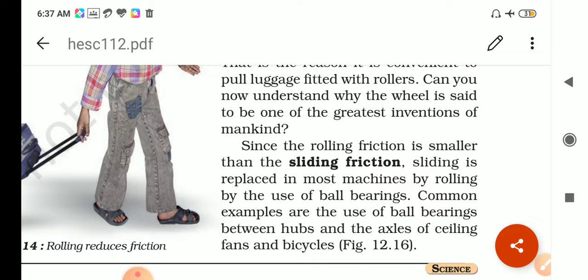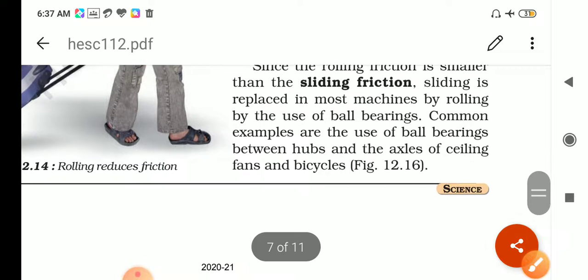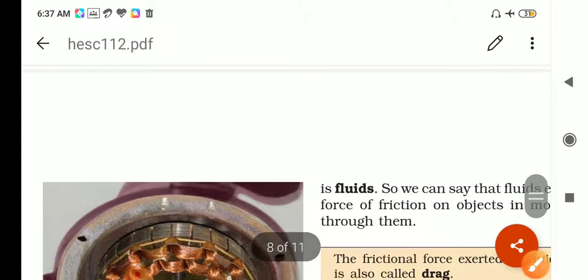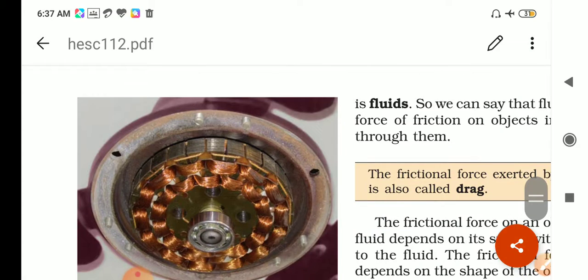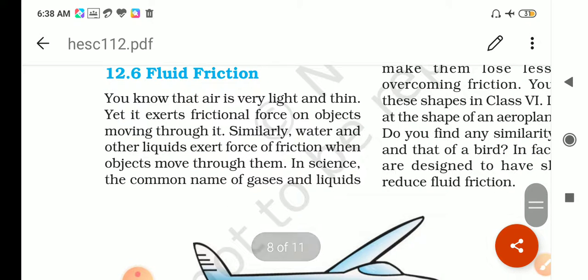Common examples are the use of ball bearings between the hubs and the axle of the ceiling fan. Yes, and the bicycle also: in the axle, you can see small balls which are called ball bearings, right? You can see in this picture also.